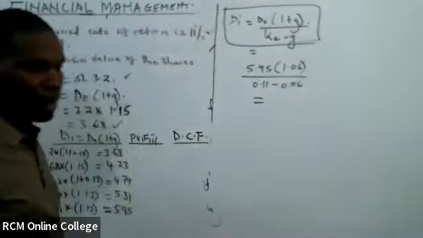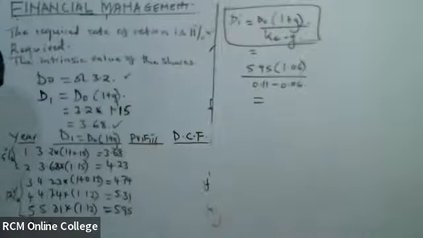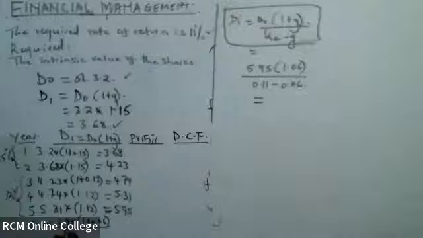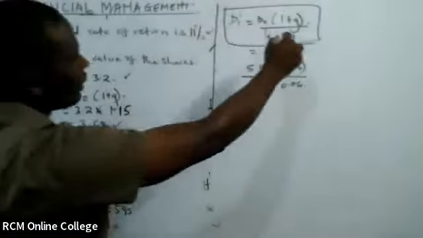Now, can somebody give me the D1? Of course, for this. Hiyo sasa ninaweza kuja niandike ka formula. Sijui nikuandikie formula hapa ama niandike the figure. Just write the whole thing. 5.95, 1 plus 0.06. That is the growth. Divide by KE 0.11 minus 0.06.